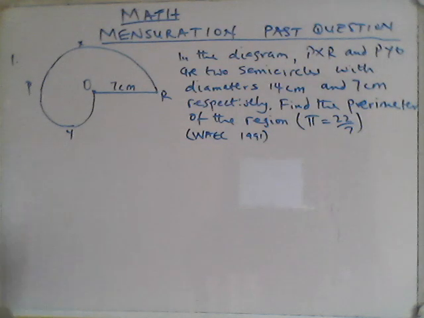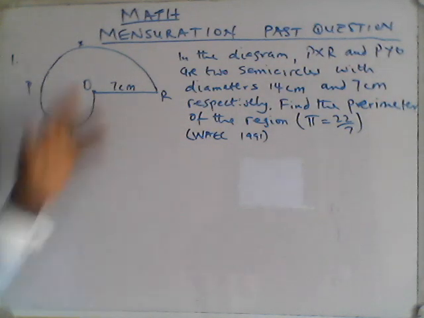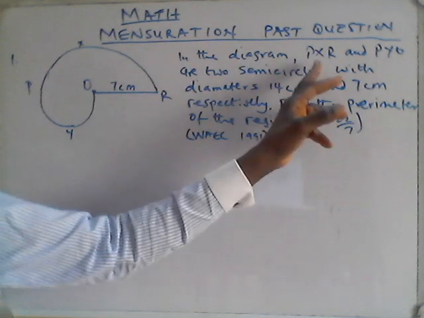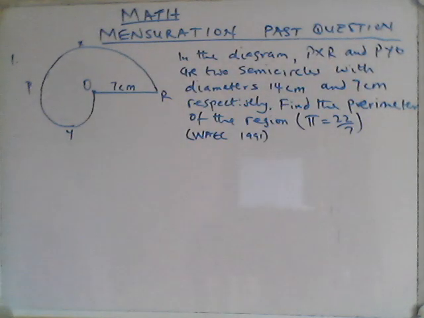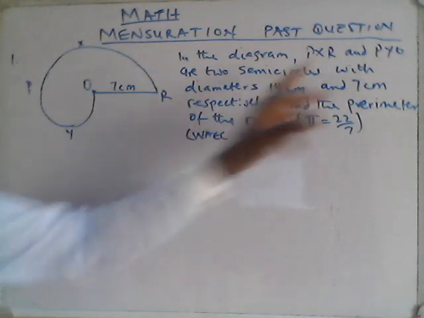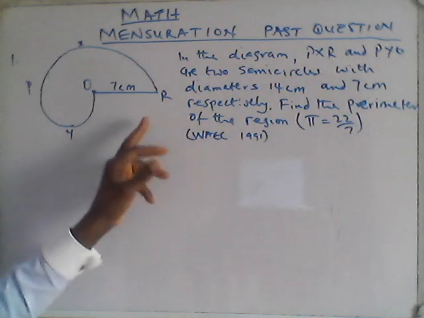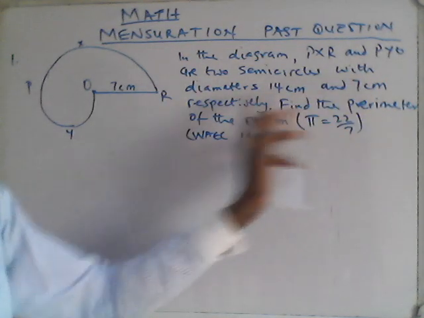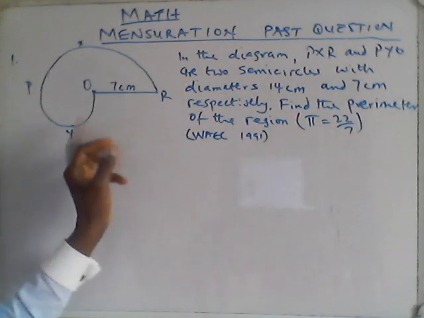So right away, we have the first question on the board. This question is taken from 1991 WAEC. It says, in the diagram, PXR, that's PXR, and PYO, that is PYO, are two semicircles with diameters 14 and 7 m respectively.